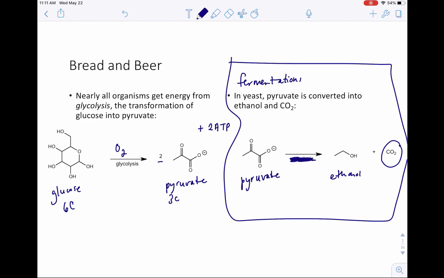This can be done with yeast, yielding ethanol as the product. It can also be done with bacteria, and in bacteria, these alcohols are converted to acids. So, for example, ethanol could be converted to acetic acid. All of these processes are catalyzed by enzymes in those microorganisms.